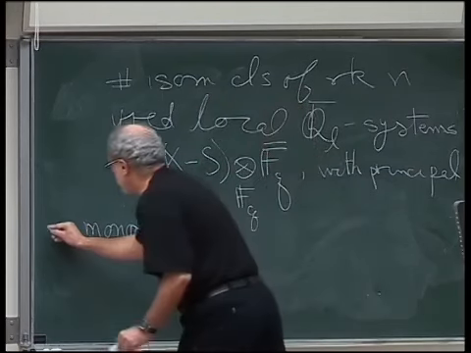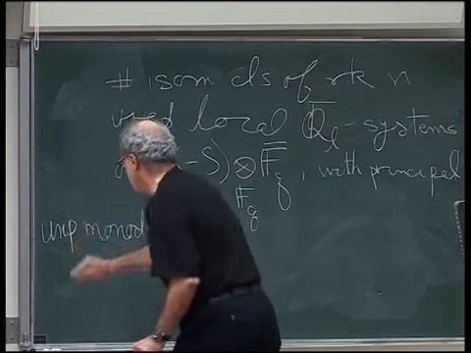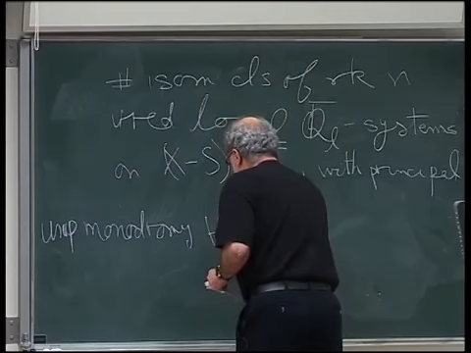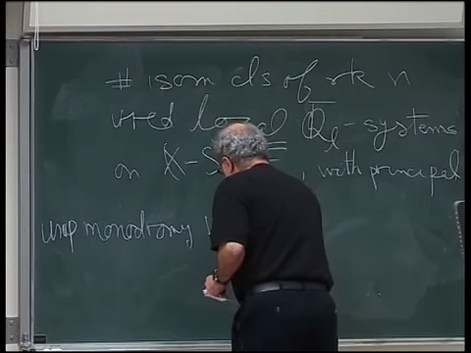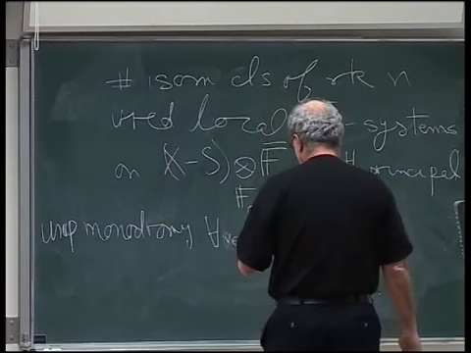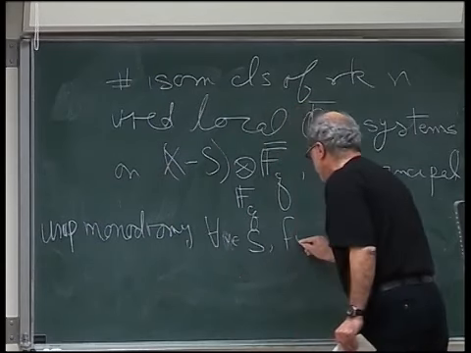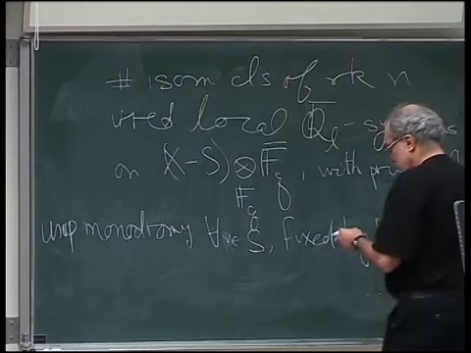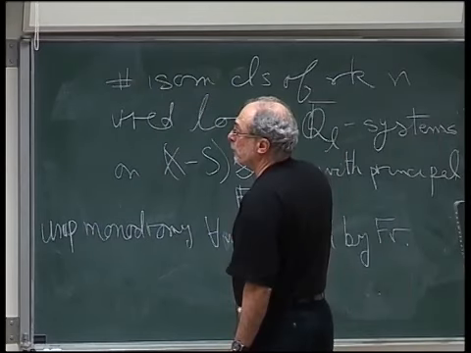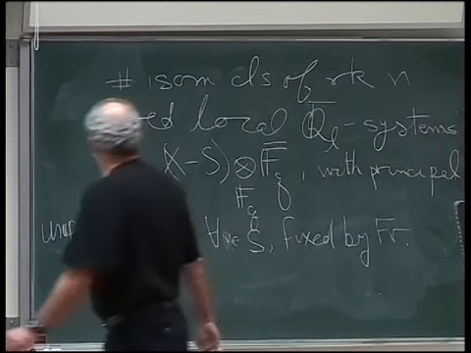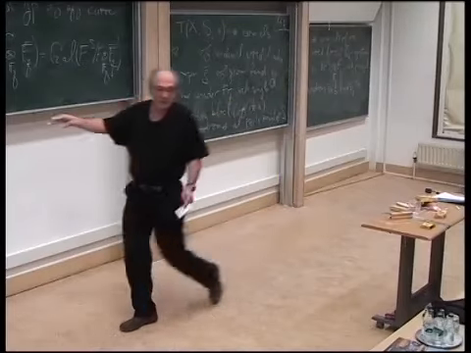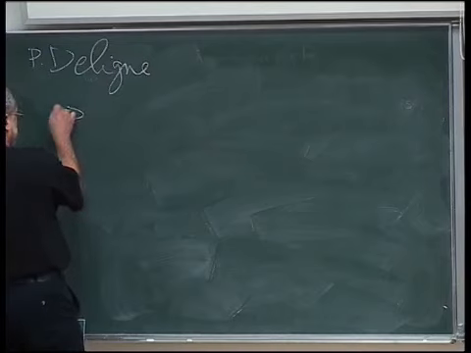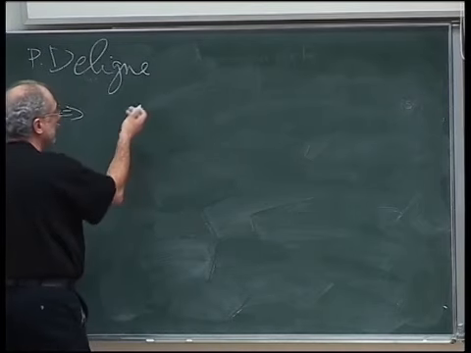With principal unipotent monodromy, I want to say, at each of the points of the finite set S. And they have to be fixed by the Frobenius. So this is another way of description of the same set of objects, and let me just repeat the same description in slightly different words.